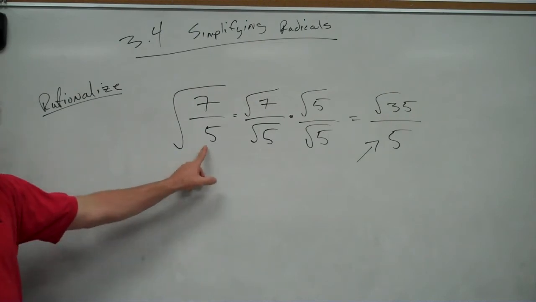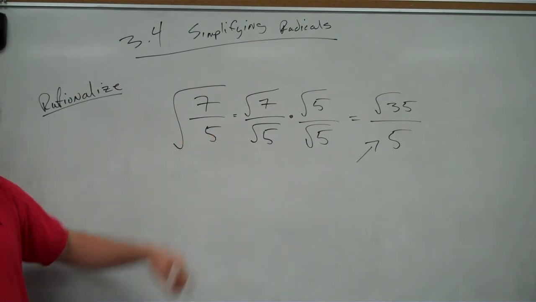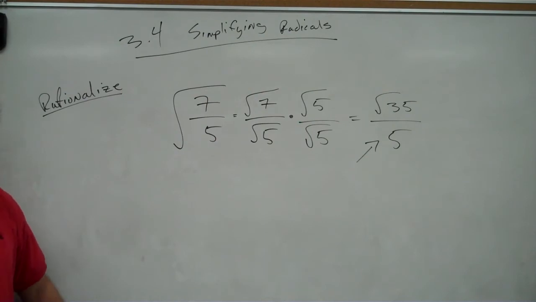All right. Everybody type in the square root of 7 over 5. Make sure your calculator gives you root 35 over 5. Your calculator will do that problem for you. Make sure that it does.